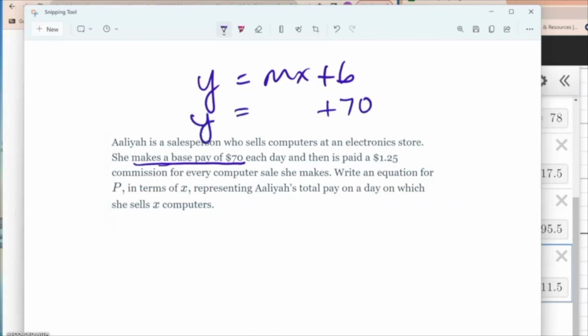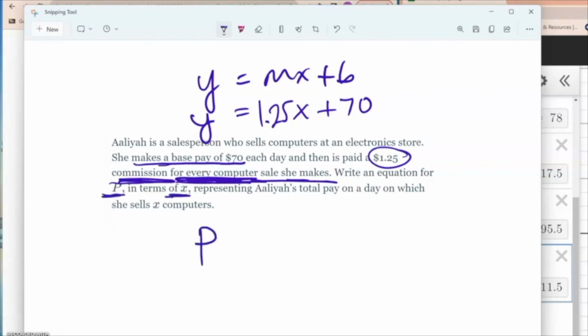All right, how is it changing? It's changing at 1.25 commission for every computer she makes. So 1.25, is that positive or negative? It's positive because she makes the 1.25. She doesn't pay 1.25, so it's positive. And then remember, in my previous question, I kept a y and x, but you have to use whatever letters they give you. So write an equation for p in terms of x. So this should be capital P equals 1.25x plus 70. All right, so please make sure you use the variables that they're using in the questions.